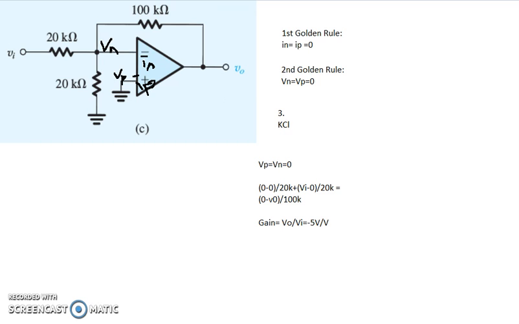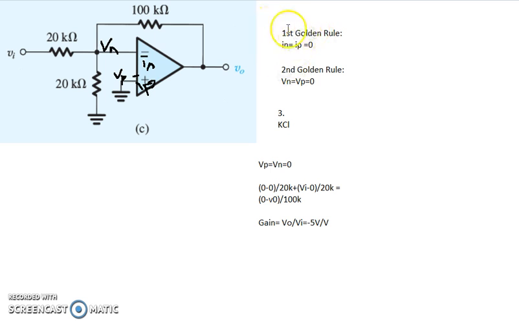Which means that the current flow for both the inverting and non-inverting terminal is 0. And since this is an op-amp with negative feedback, we can apply the second golden rule, which is Vn is equal to Vp is equal to 0, which means that the voltage at both the inverting and non-inverting terminal is going to be 0 volts.